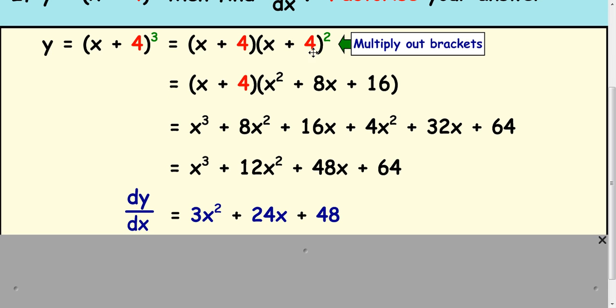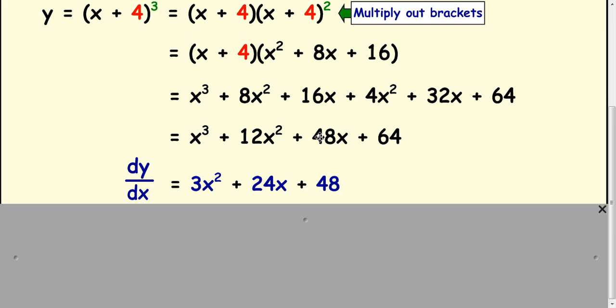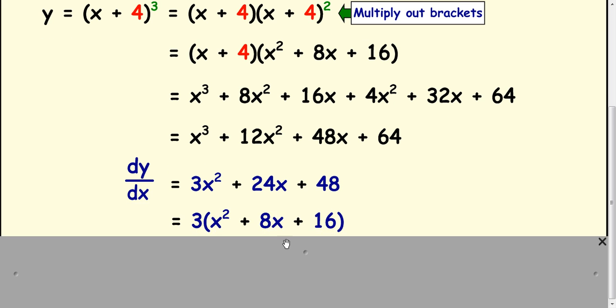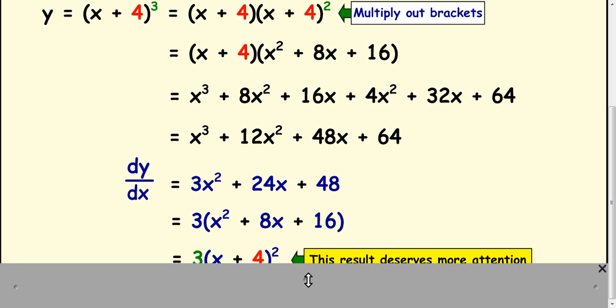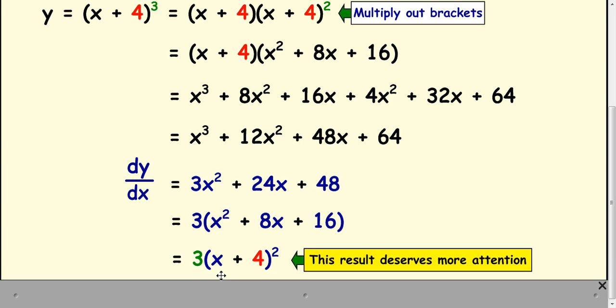Now, that's a big cumbersome process, a lot of algebra involved, and the potential for making mistakes is quite high. But let's look at what you can do here. If we take a common factor of 3 out, we leave x squared plus 8x plus 16, and then if we look at that again, we've got 3 times (x + 4) squared. (x + 4) squared will multiply out to give you this: x squared, 2 4x's put together, and 4 by 4 gives you the 16.